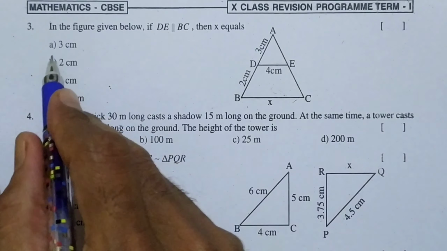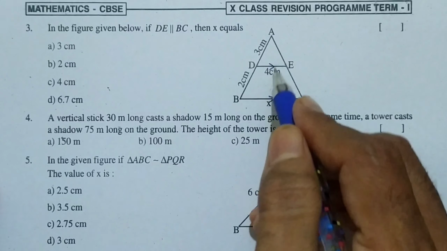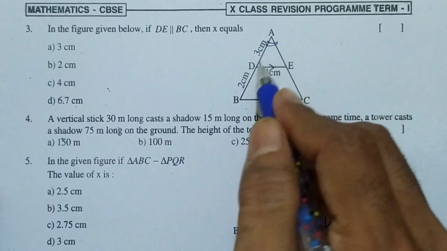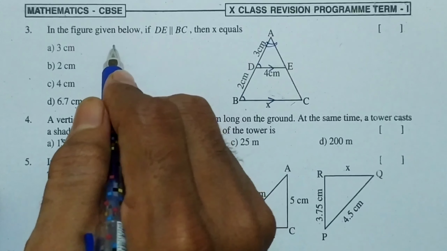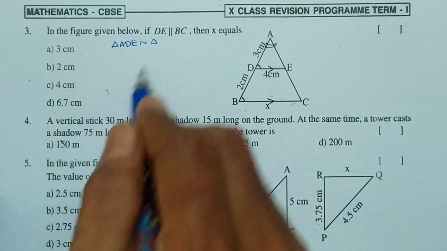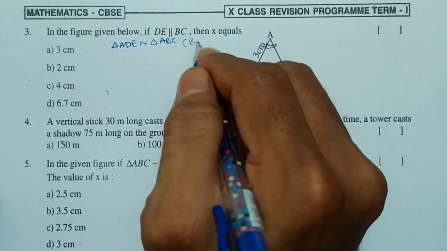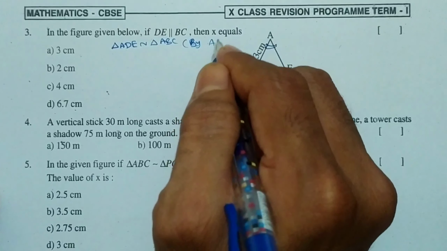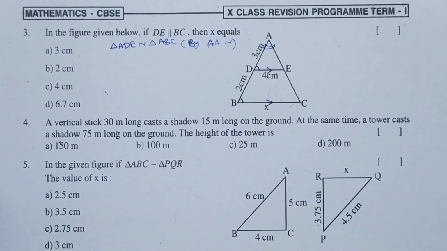Now we see question number 3. In the figure, DE is parallel to BC. So here clearly angle A is the common angle and angle D is equal to angle E. So both the triangles are similar. Triangle ADE is similar to triangle ABC by the AA similarity criterion.